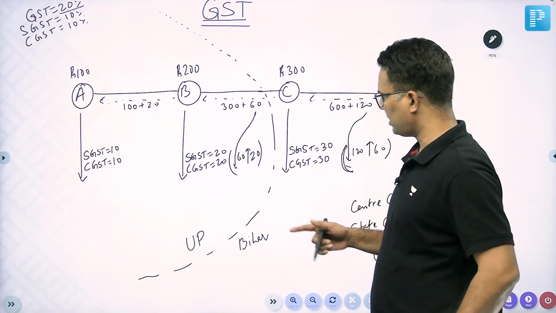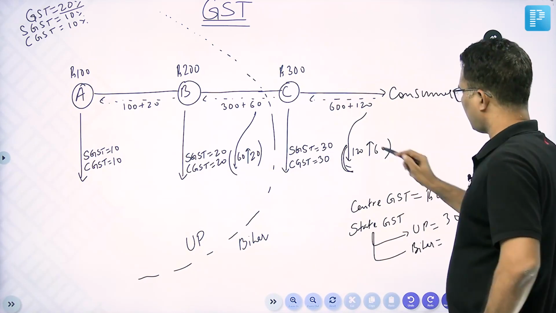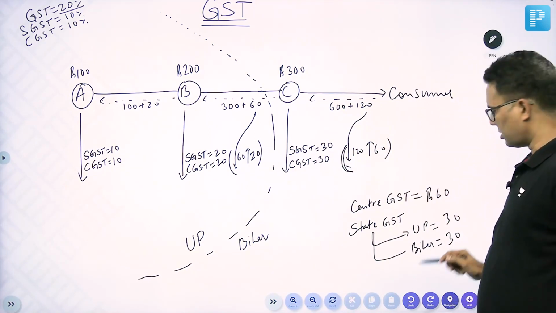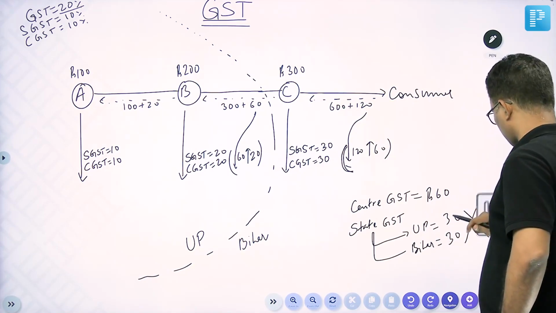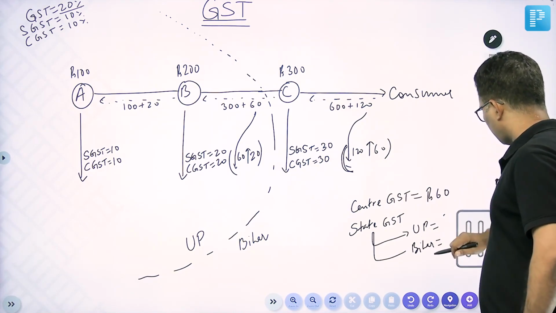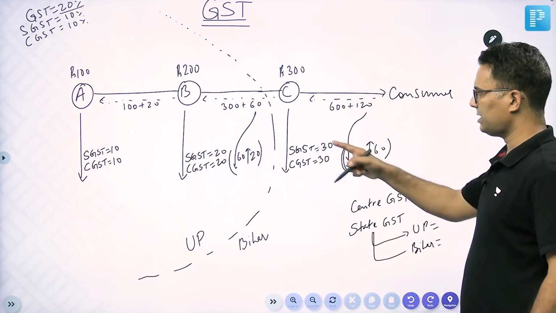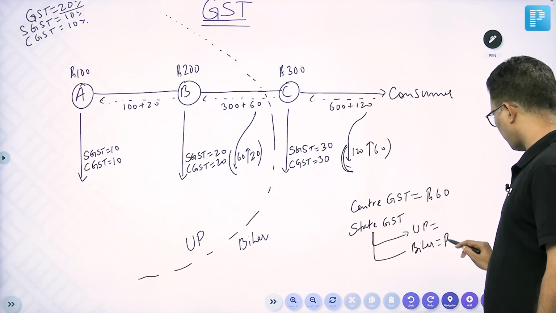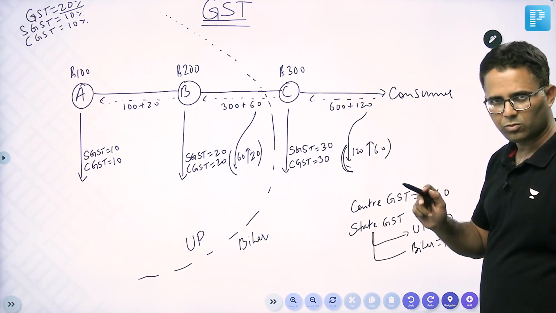Most of you think that this SGST, this 10 and 20, will go to UP and this will go to Bihar. But this is not true. The entire SGST of 60 will go to Bihar. UP will not get anything. Basically, what happens?